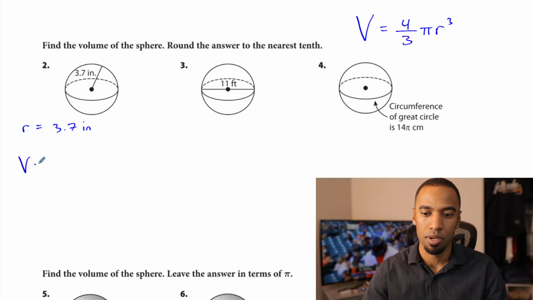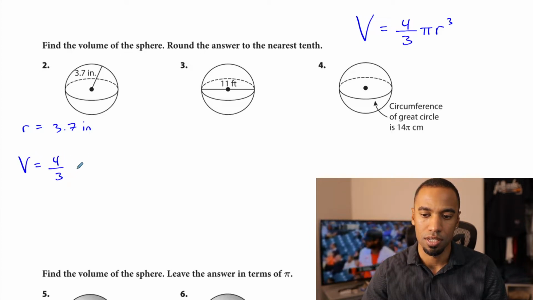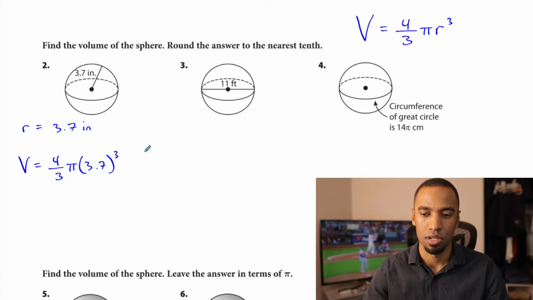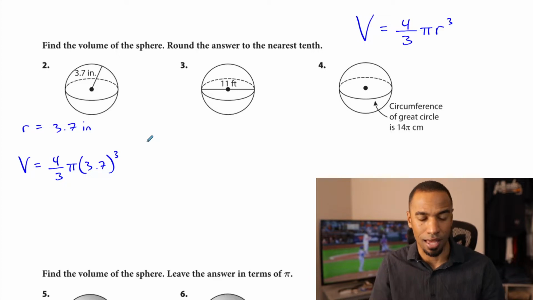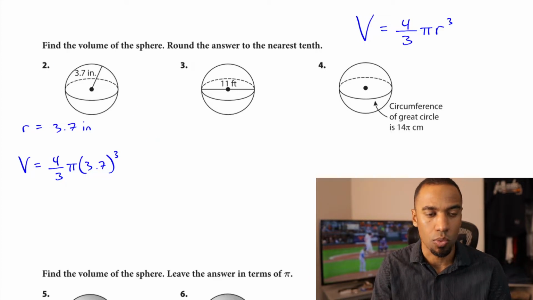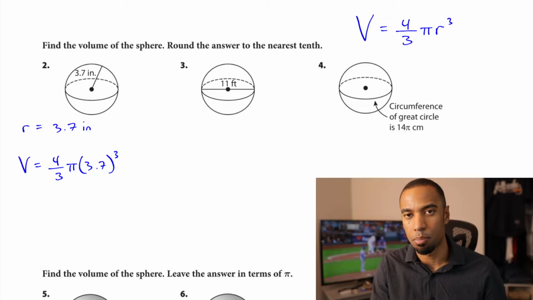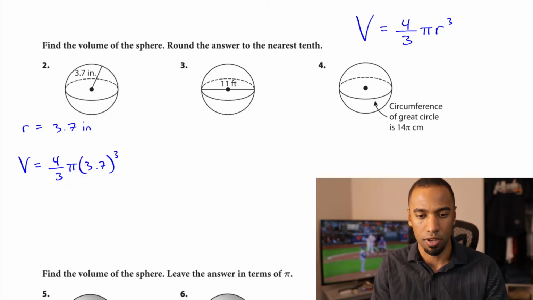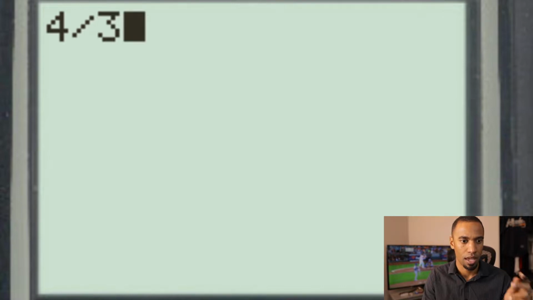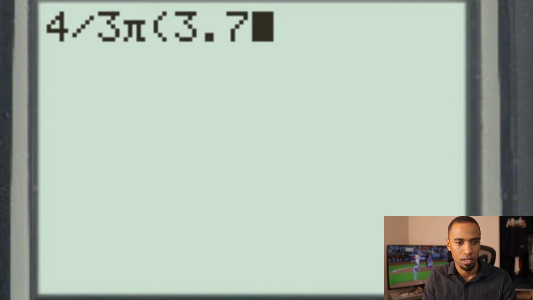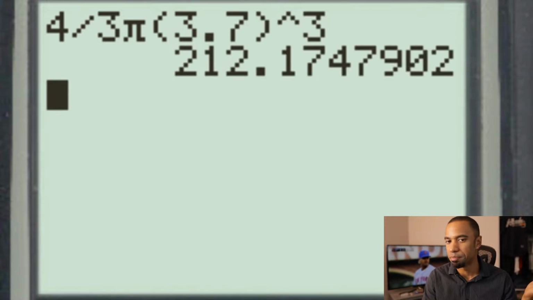So our volume is going to be 4/3 times pi times the radius cubed. I'm just going to enter that in the calculator and round to the nearest 10th. It's that straightforward. It is kind of one step of writing and then one step of doing. So on my calculator, I'm going to take 4/3, multiply that by pi, and then by my radius, and cube that, and we get an answer.